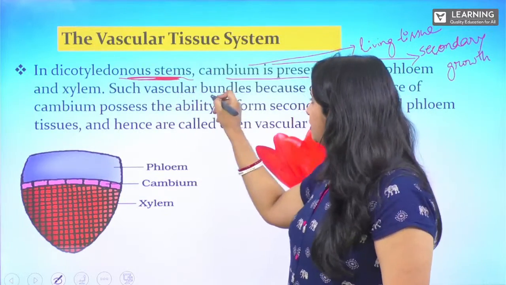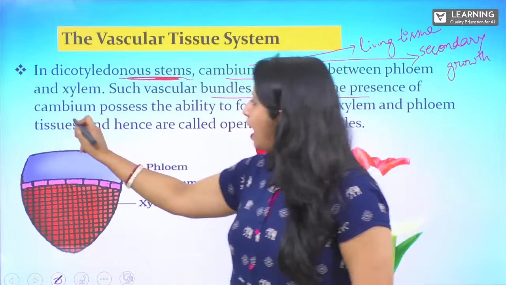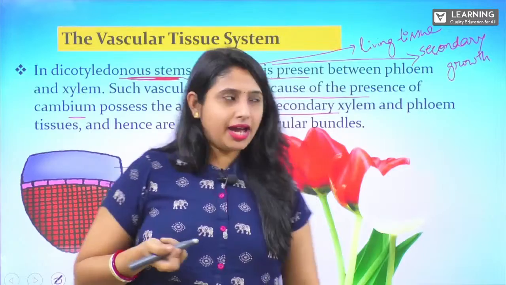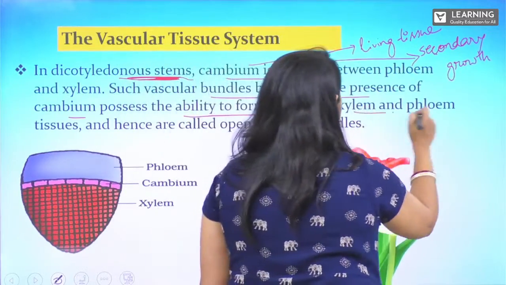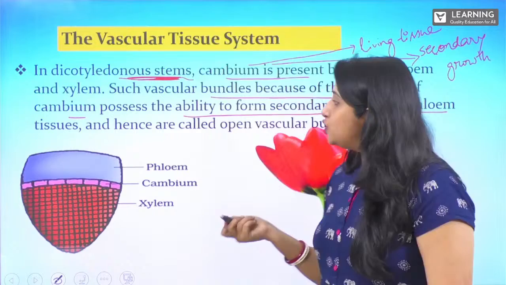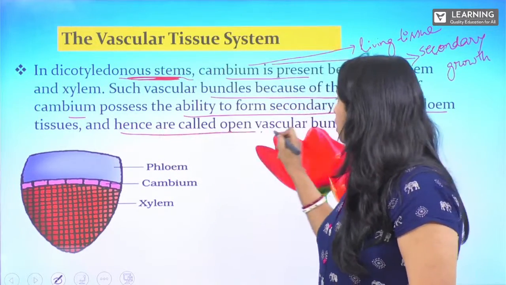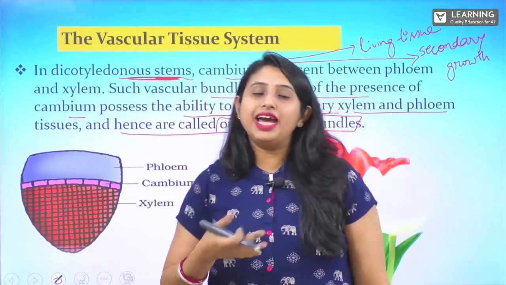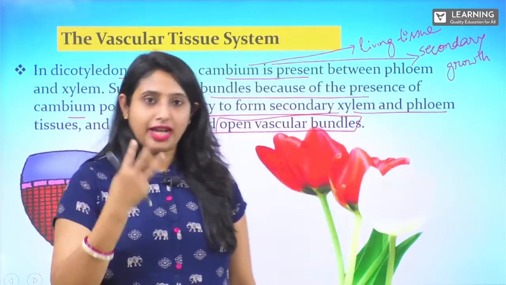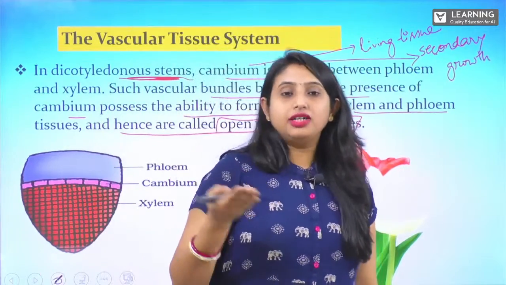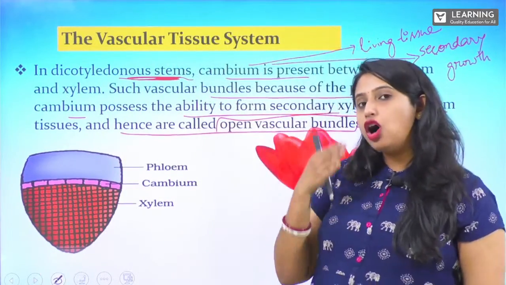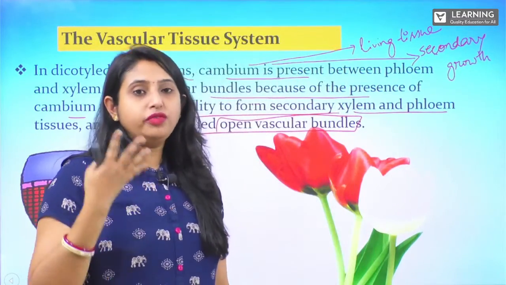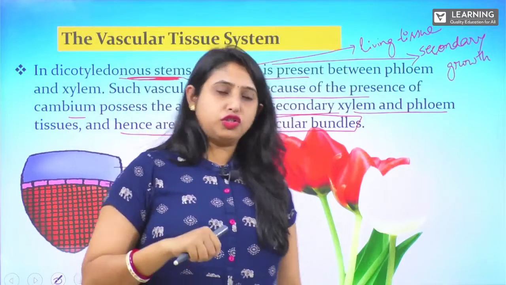So such vascular bundles, because of the presence of cambium, possess the ability to form the secondary xylem and phloem. Hence they are called the open vascular bundles. These vascular bundles again can be categorized into 3 types. Based on the conjoined vascular bundle, this conjoined vascular bundle is divided again into 2 types: one is the open vascular bundle, another is your closed vascular bundle.